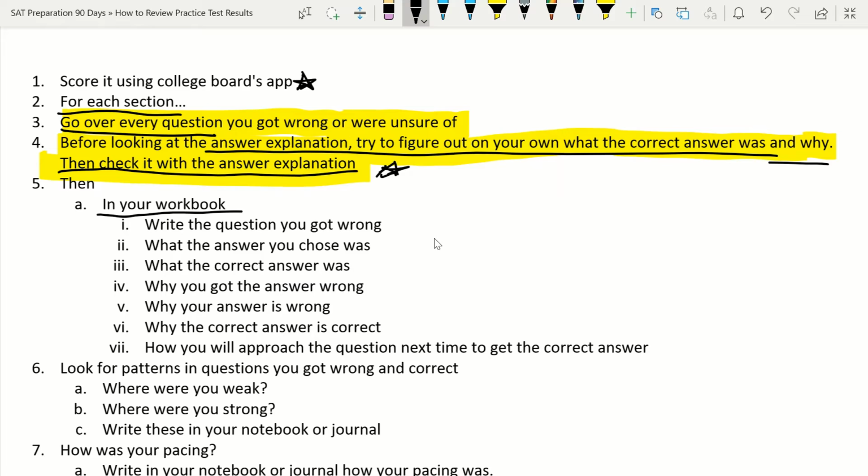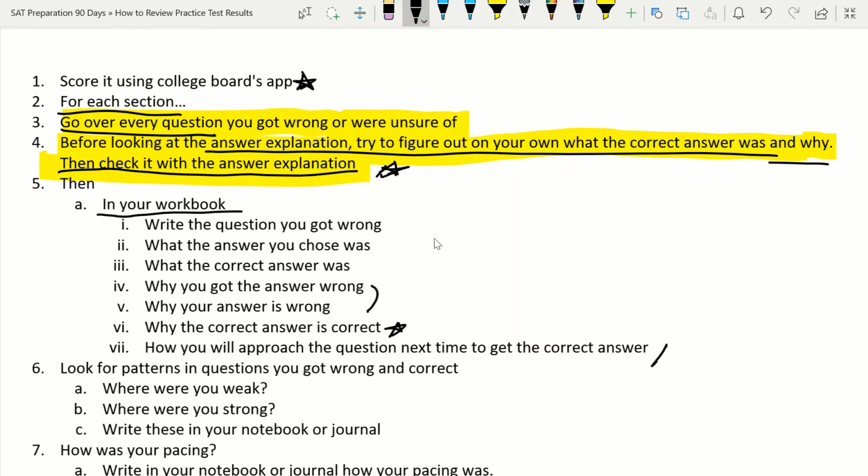Then you're going to write why your answer was wrong, and why you got the answer wrong. So why is your answer wrong? These two are basically the same: why you got your answer choice wrong and why your answer is wrong. So how did you get to the wrong answer? Then after that, you're going to write why the correct answer is correct.